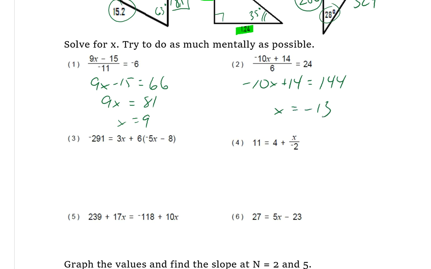Now, you can do in-between steps if you want to. Some people can do this mentally, some people can't. I don't actually mind if you guys go for it mentally and get it wrong and adjust later on, because it's just good exercise for the brain.